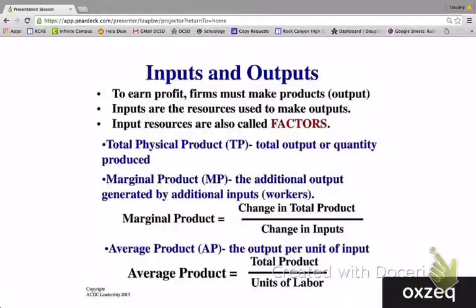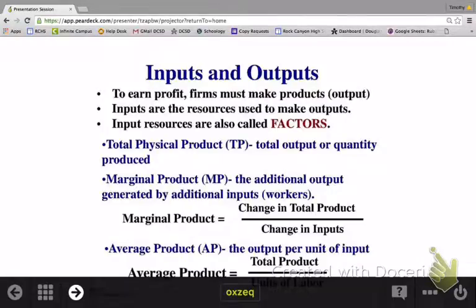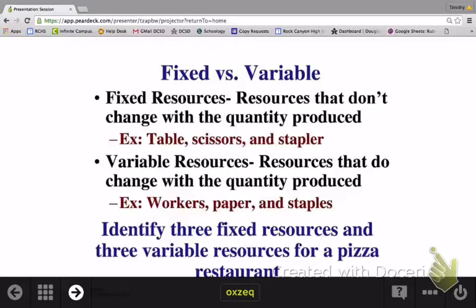Now that's different than the marginal product, because marginal product is how much is added by each successive worker. But if we divide our total product by the number of workers, then we're getting the average product per worker. It doesn't mean each worker is adding that much to the total, but that's the average that they're producing. And these terms will be important as we move through the production function.